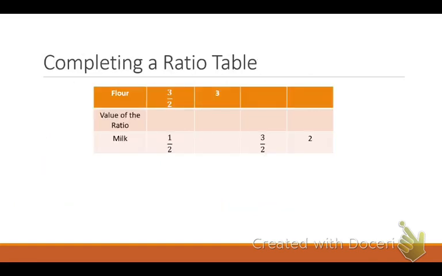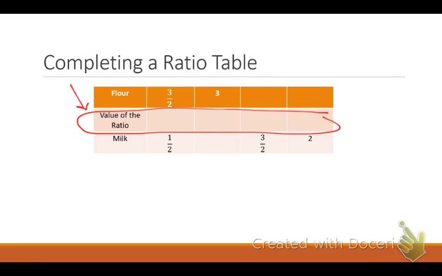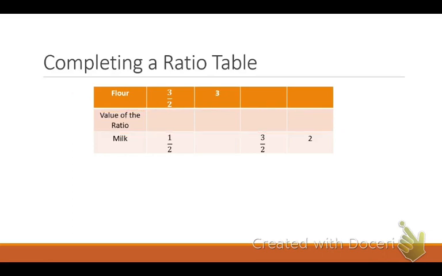Now we have to complete a ratio table. If you remember back to your homework assignment, this middle row was not there. But it's understood that you must find the value of the ratio in order to use that to complete your ratio table. And if I'm going from the top number down to the bottom number, is that multiplication or division? It's division. And then if I'm going from the bottom number to the top number, it's multiplication.